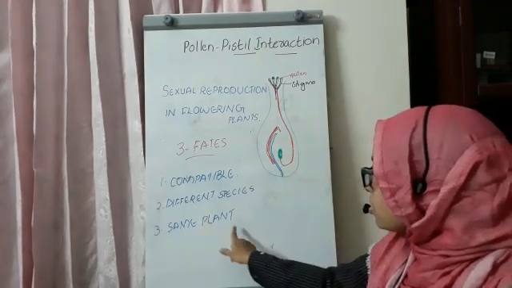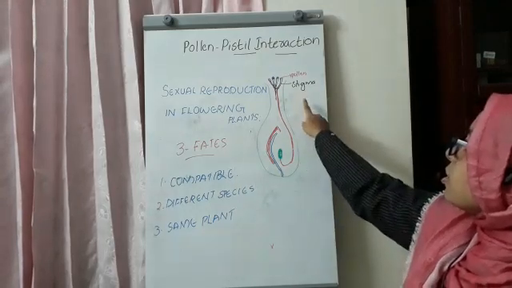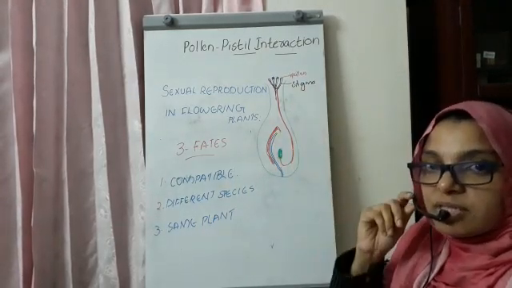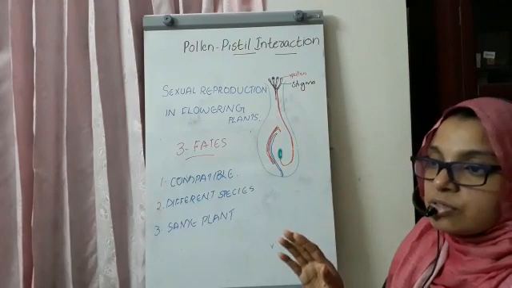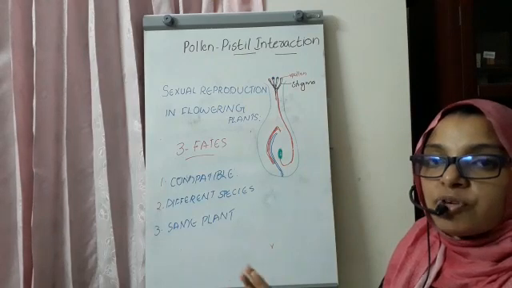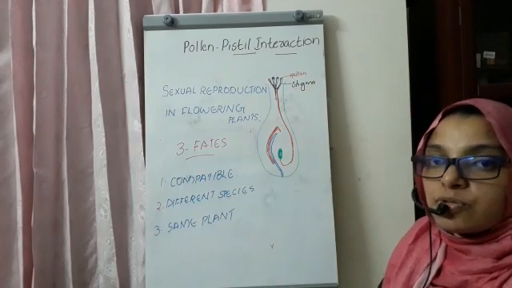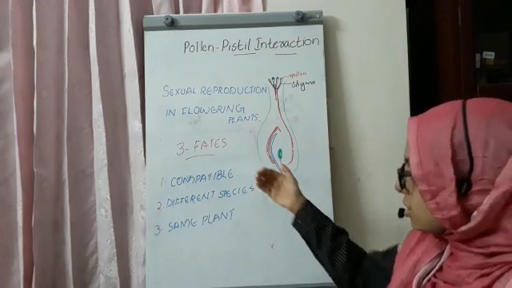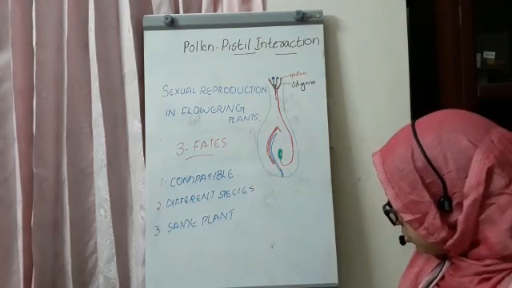Then the third important fate: if the pollen is from the same plant, then also the pollen is incompatible. It is not capable of fertilization, and the post-fertilization events do not take place. So these are the three important fates.